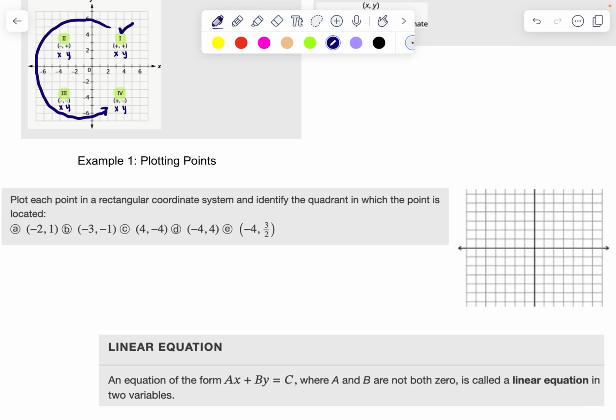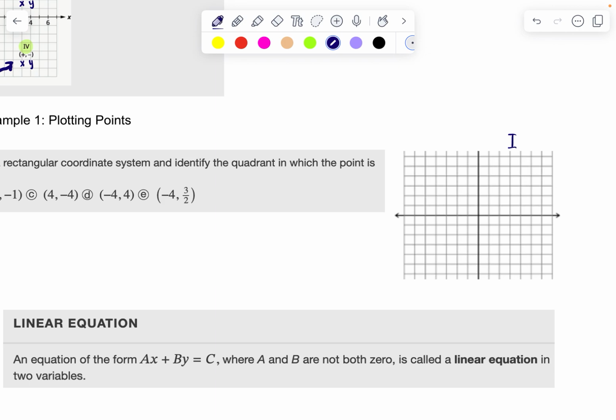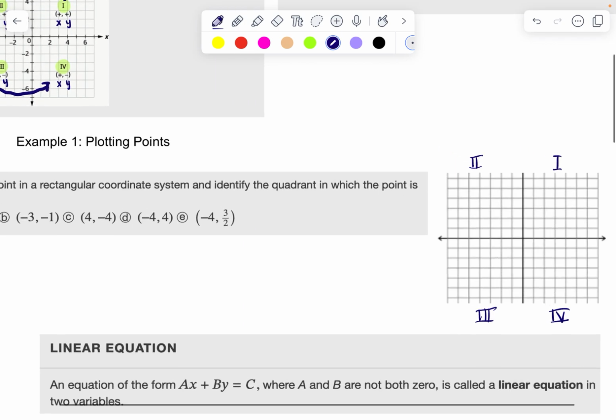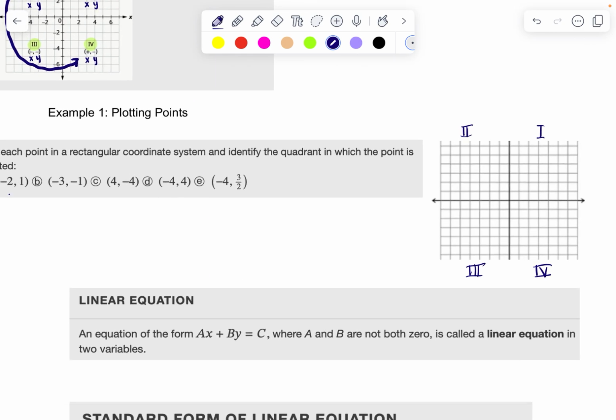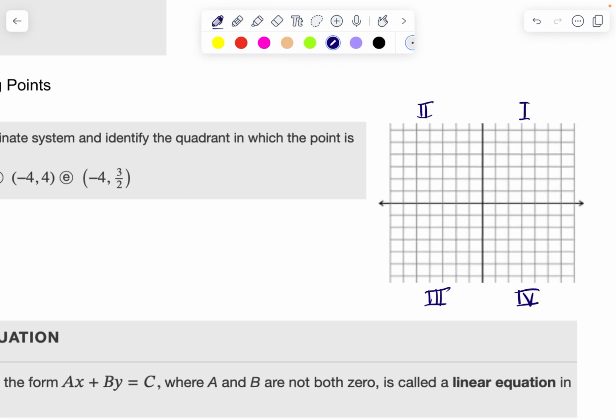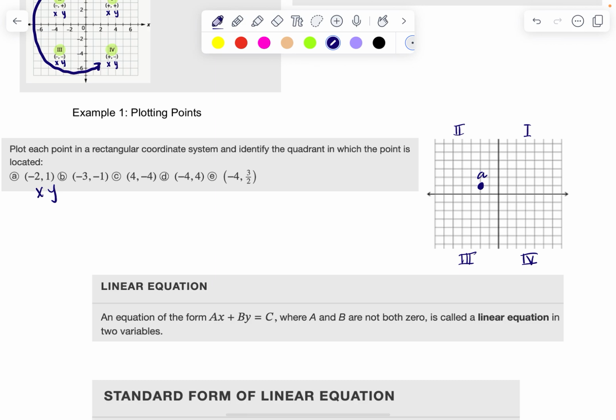So it says plot each point and identify the quadrant in which the point is located. So remember, this is quadrant 1, 2, 3, and 4. So this first one, -2, +1. X is -2, y is +1. So starting at the origin, I go left 2, up 1. So that is my point A. And point A is in quadrant 1.